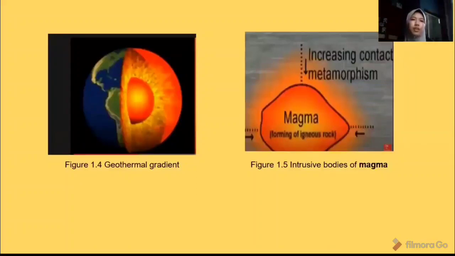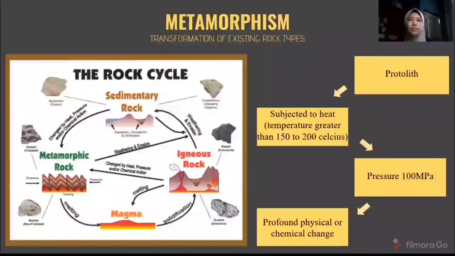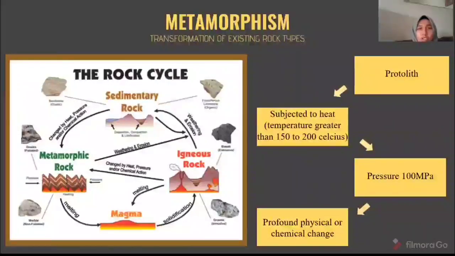This is the figure of the geothermal gradient and intrusive bodies of magma. Okay, next I will talk about the process of metamorphic rock, which is called metamorphism. Metamorphism is the transformation of existing rock type.